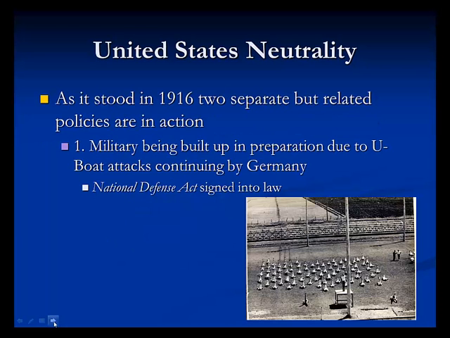By 1916, there were two separate policies surrounding American neutrality. The American military was being built up in preparation for war due to the still continued U-boat attacks from Germany, which were usually followed by a string of apologies. The President did this by signing into law things such as the National Defense Act, which increased the size of the Army and Navy, and established a Reserve Officer Training Corps, as well as gave the President an easier way to federalize the National Guard in case of war.